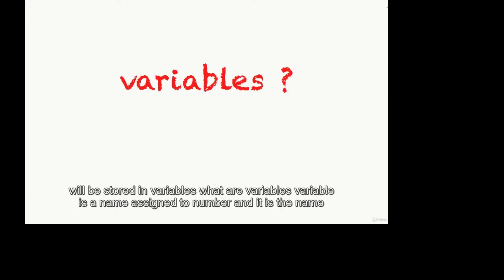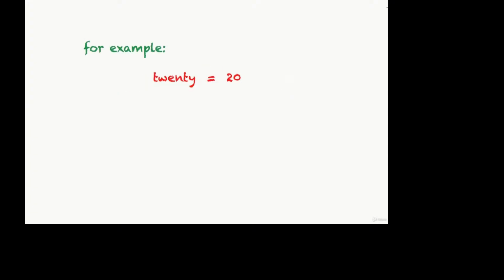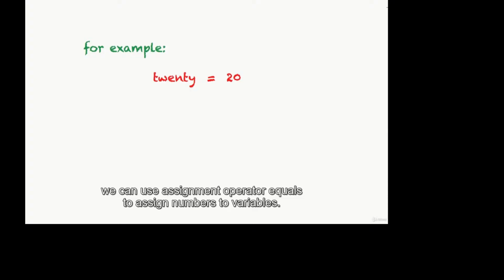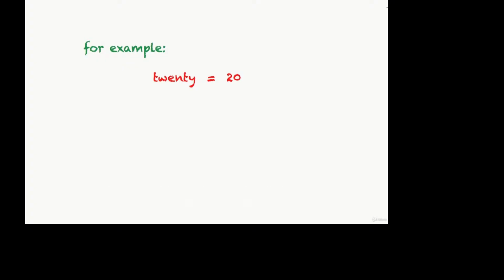What are variables? Variable is a name assigned to number and it is the name of that particular memory location in which that variable is stored. You can give variable name of your choice. It can be anything. We can use assignment operator equals to assign numbers to variables. Here we have created a variable named 20 and assigned number 20 to it. So now this variable will contain value 20 and can be used anywhere in the code.